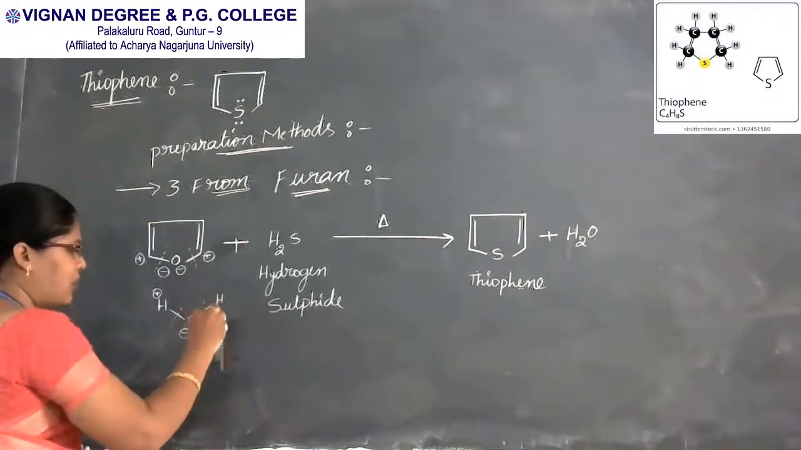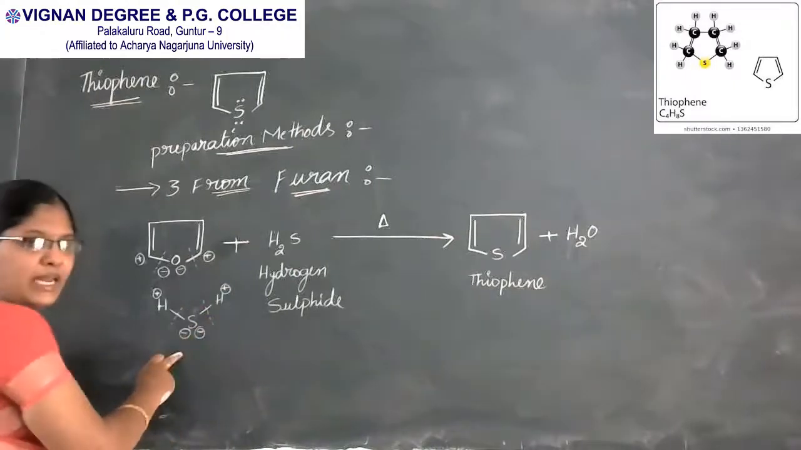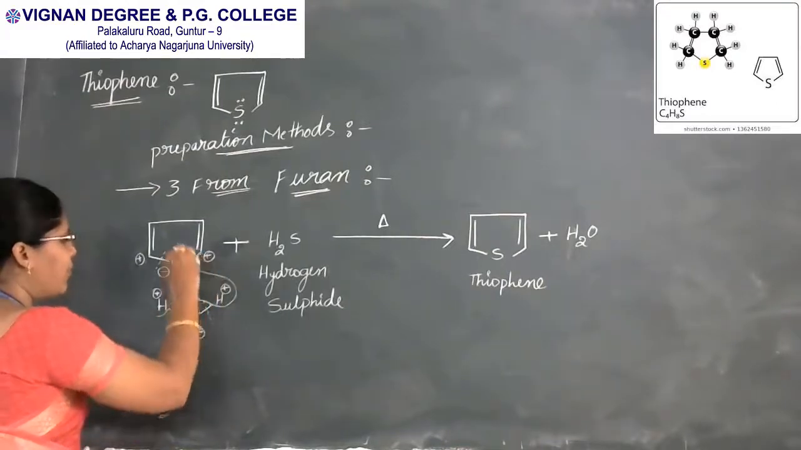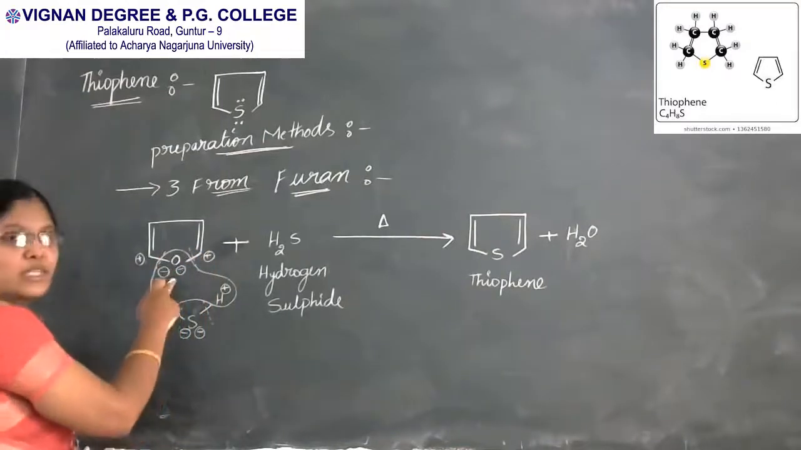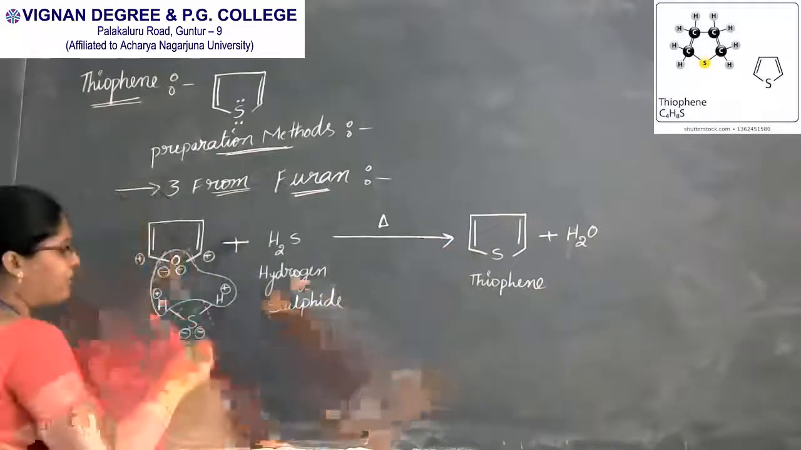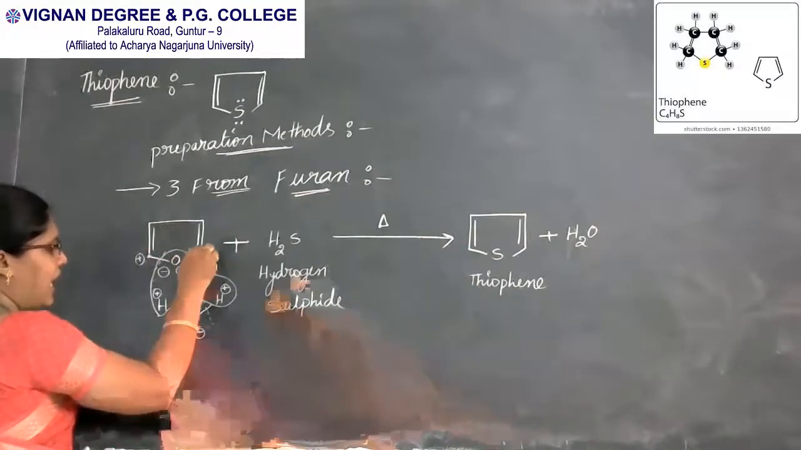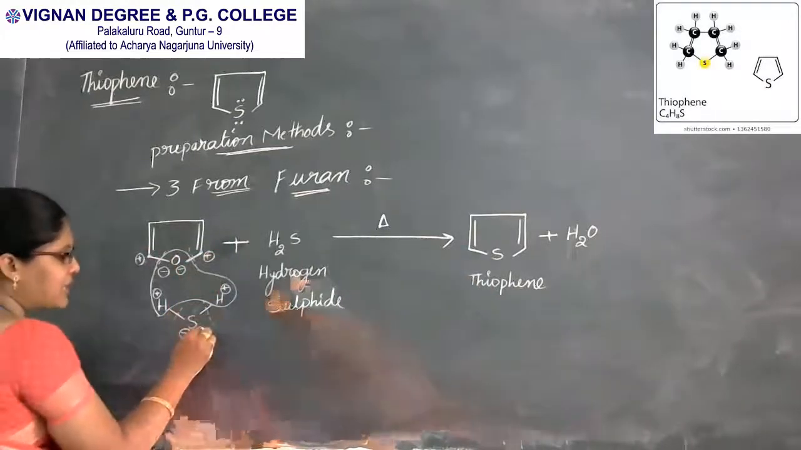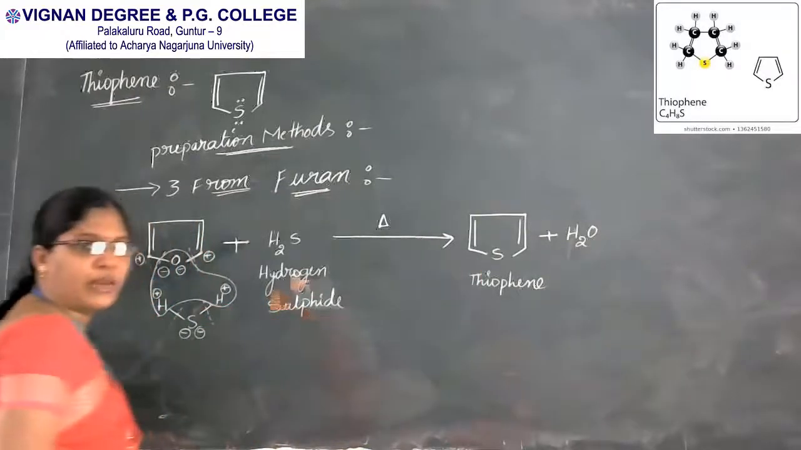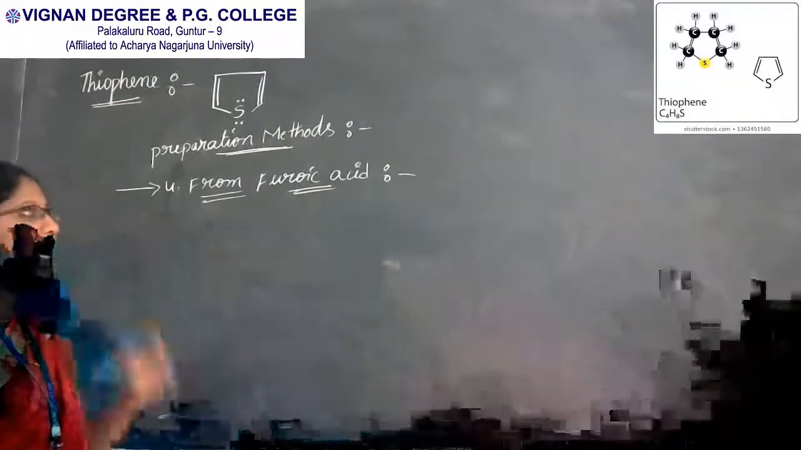This other bond also breaks; hydrogen gets a positive charge and sulfur gets a negative charge. The positively charged hydrogen atoms bond with the negatively charged oxygen atom and are eliminated as a water molecule. The positively charged carbon atoms bond with the negatively charged sulfur atom, and we get thiophene. The fourth preparation is from furoic acid.